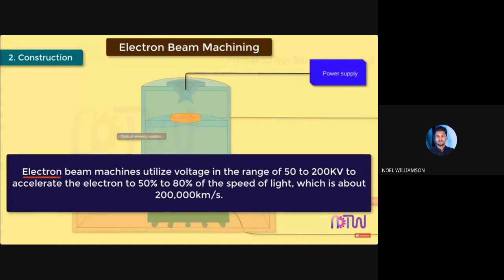Power supply. Electron beam machines utilize voltage in the range of 50 to 200 kV to accelerate the electrons to 50% to 80% of the speed of light, which is about 200,000 km per second.